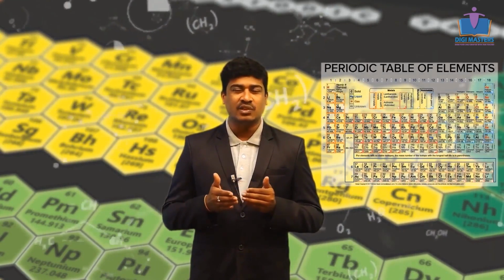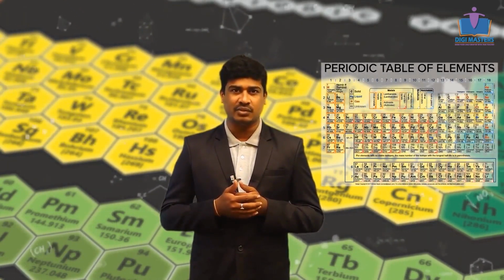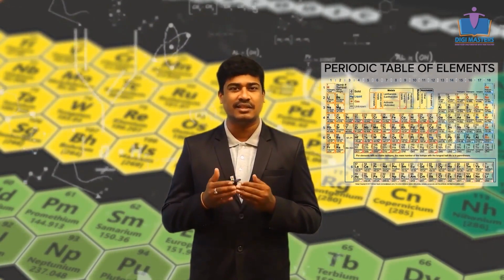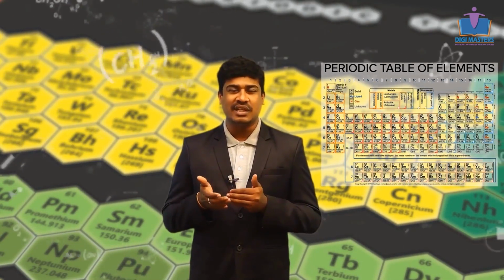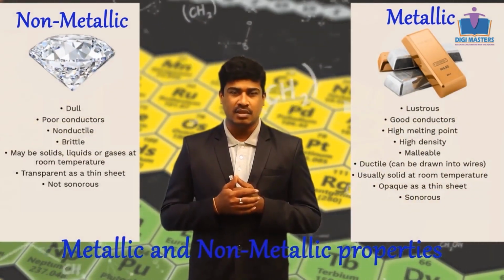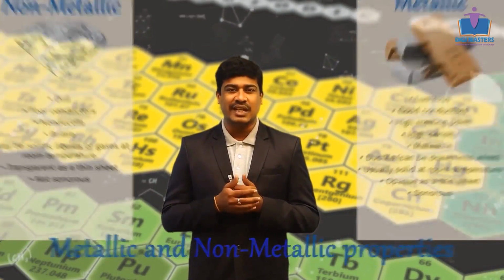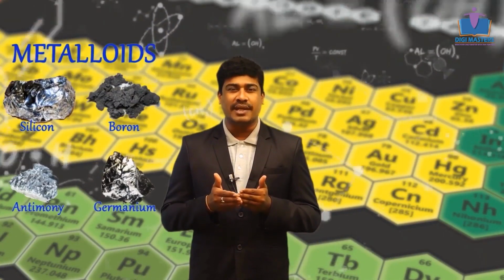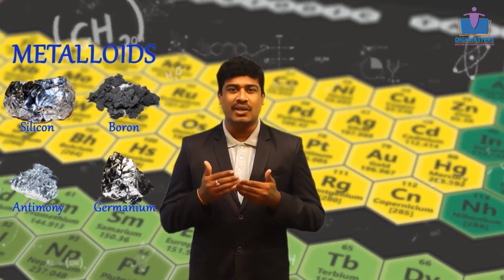So in the 10th standard, that is classification of periodic elements, we also discussed that elements are classified as metals and non-metals. In between these, some elements are there which show two properties, that are metallic and non-metallic properties. So these elements are classified as metalloids.